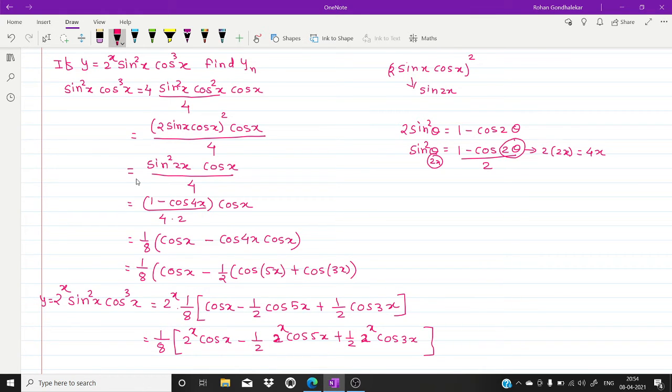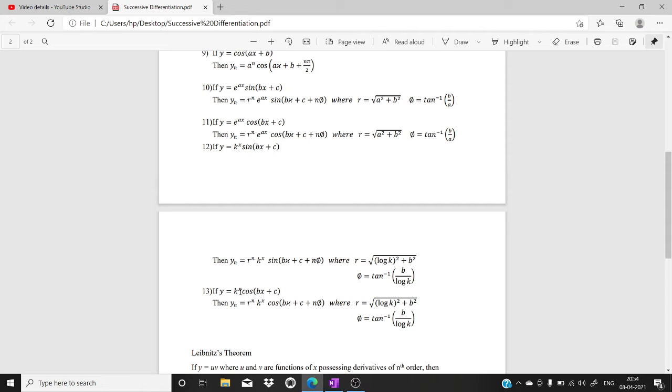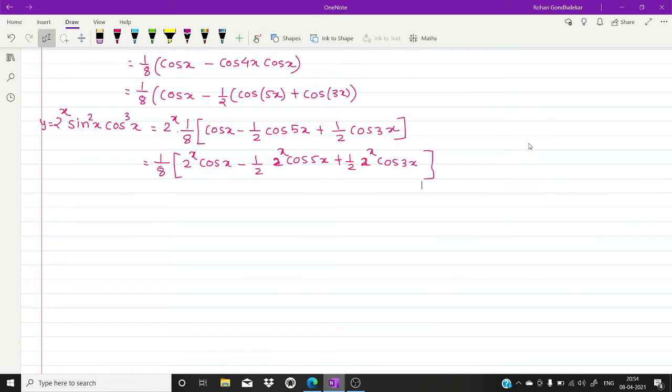Now just open the formula PDF. See the formula, k raised to x into cos of bx plus c. I just mentioned that formula here. Y is equal to k raised to x into cos, sorry, not k raised to x, what is there?